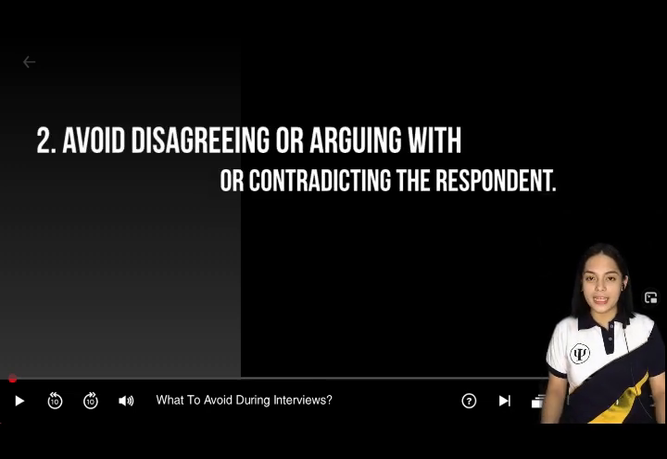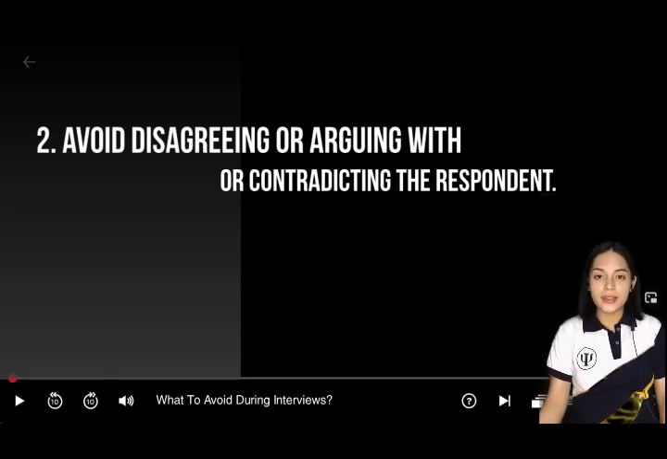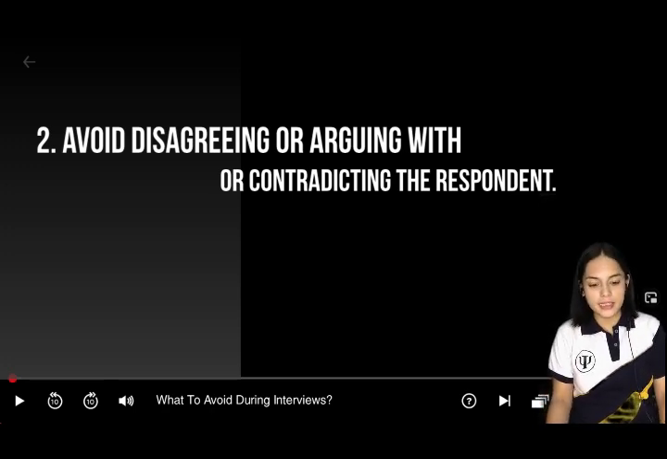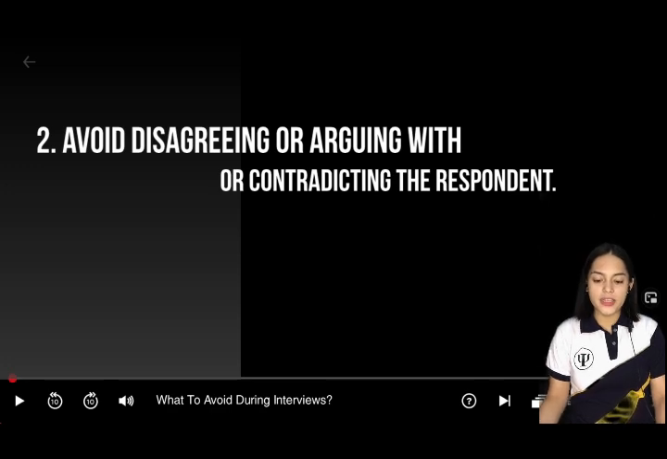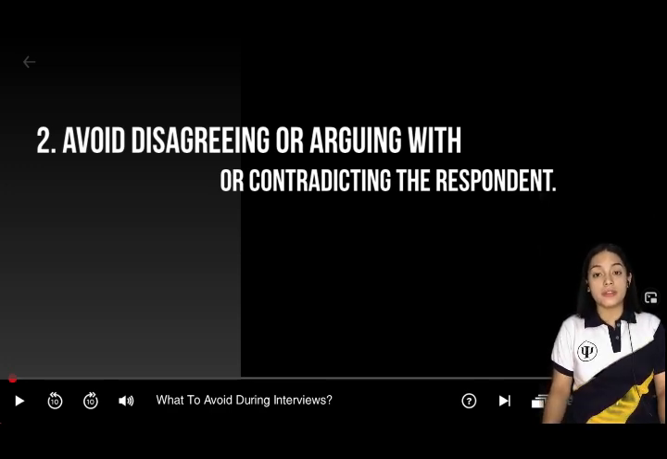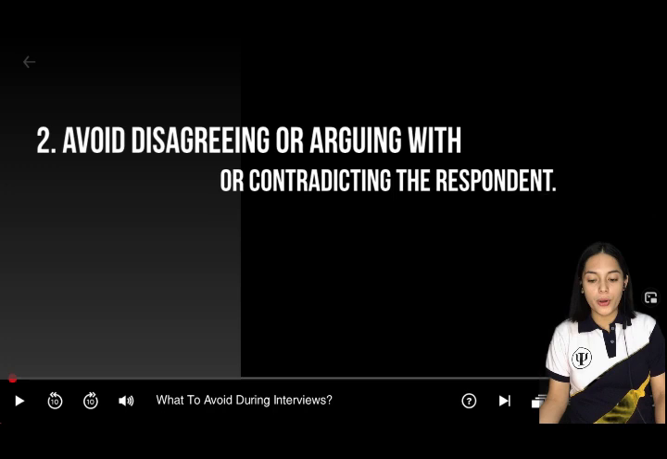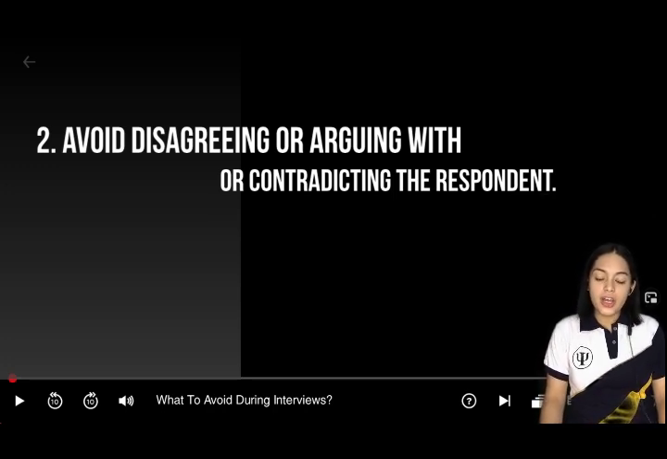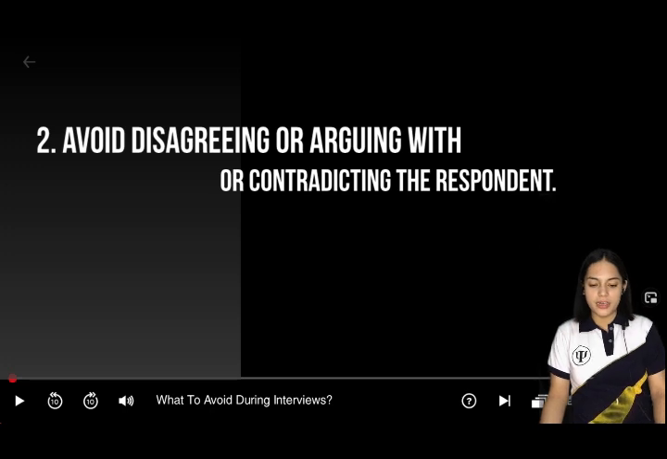The second one is to avoid disagreeing or arguing with or contradicting the respondent. As an interviewer, you must be patient and understand what their point is. Contradicting them is another way of not letting them express their opinions. At some point, there is a tendency that they will be irritated and not give you some vital information if you keep on disagreeing with them.